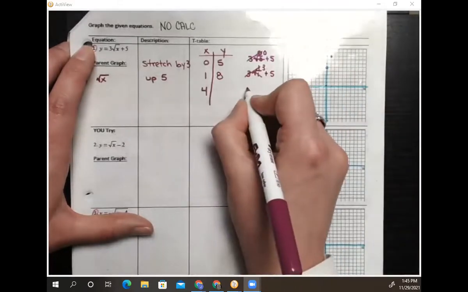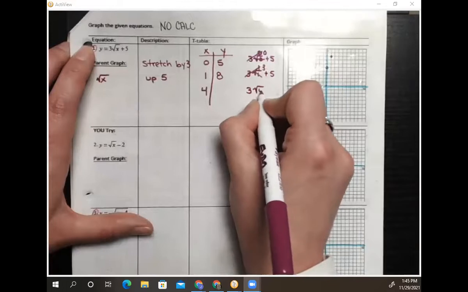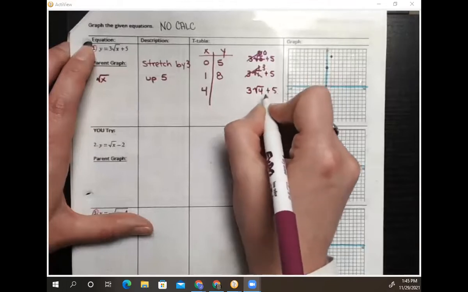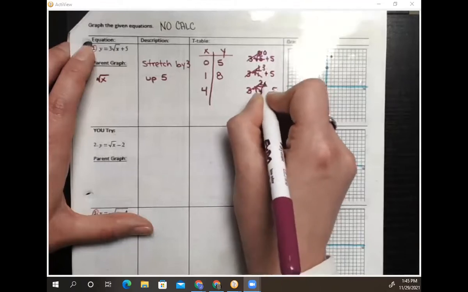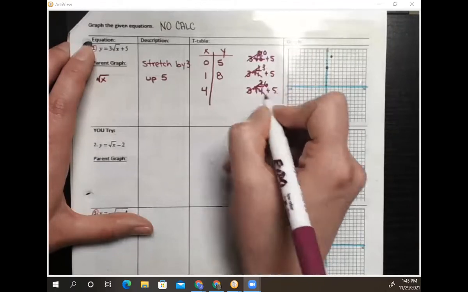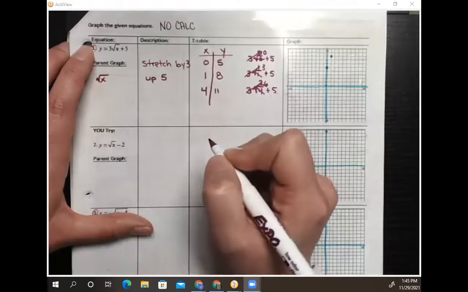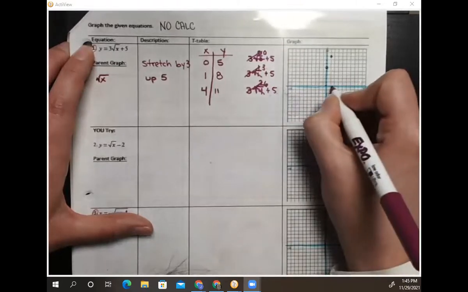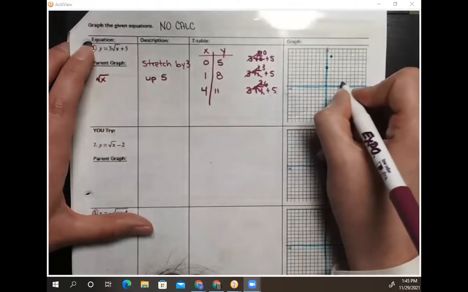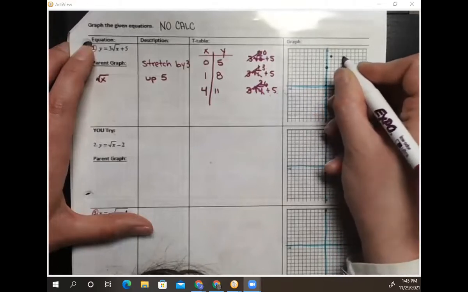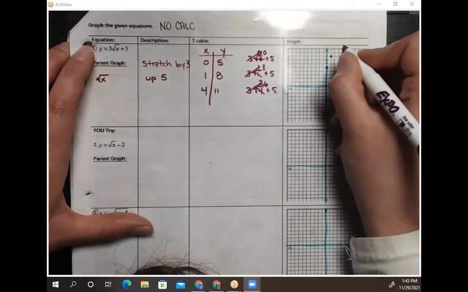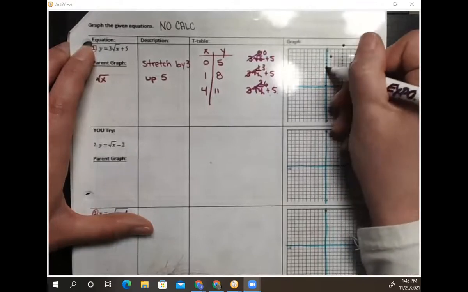If we were to plug in 4, that would be 3 times the square root of 4 plus 5. The square root of 4 is 2. 3 times 2 is 6. 6 plus 5 is 11. So I would have the point 4, 11. So 1, 2, 3, 4, and then 1, 2, 3, 4, 5, 6, 7, 8, 9, 10, 11, right up there.